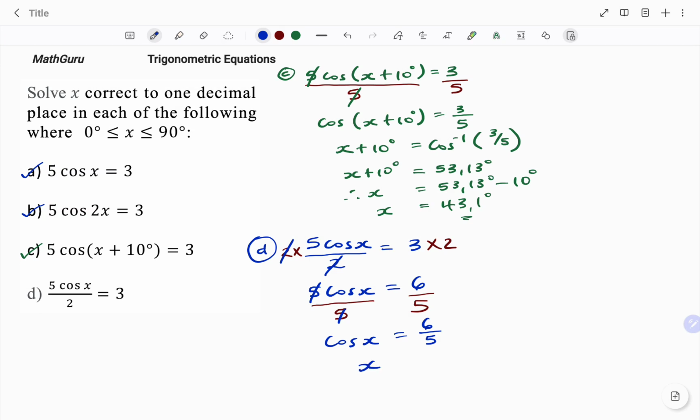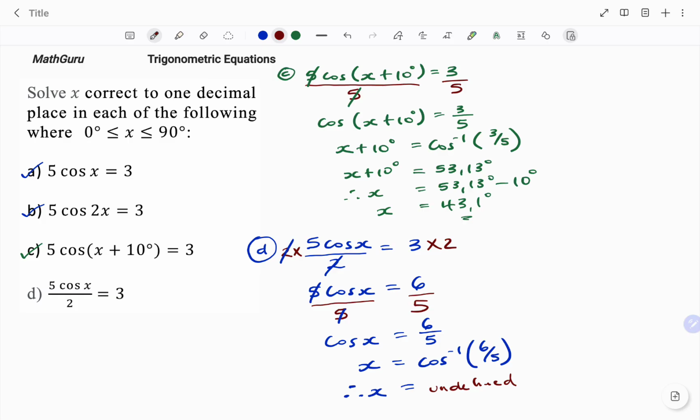So therefore, to find x, I'm going to move my cosine to the right hand side. It becomes arc cos of 6 over 5. Therefore, the value of x equals the second function button of your cosine on your calculator. That's going to be an error, that's undefined.